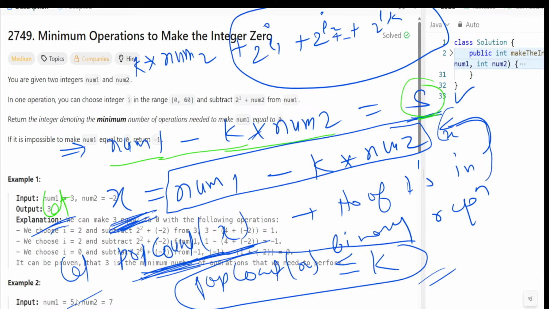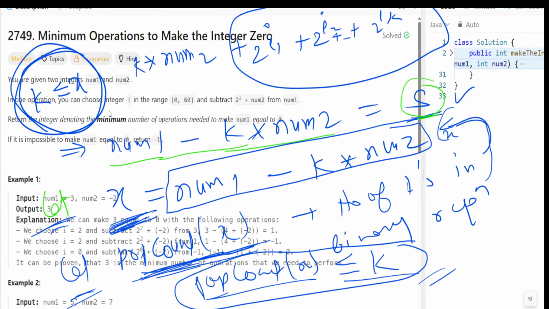Then we talked about the pop count, and this pop count is the number of 1s in the binary representation of x. So the pop count is the minimum number of powers of 2 required to form x. So we need the pop count to always be less than or equal to k. It means we also must have k less than or equal to x.